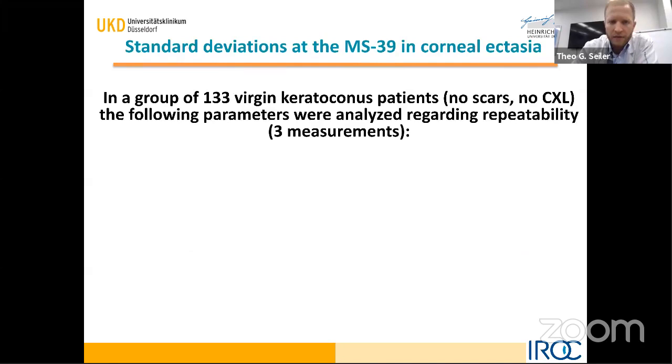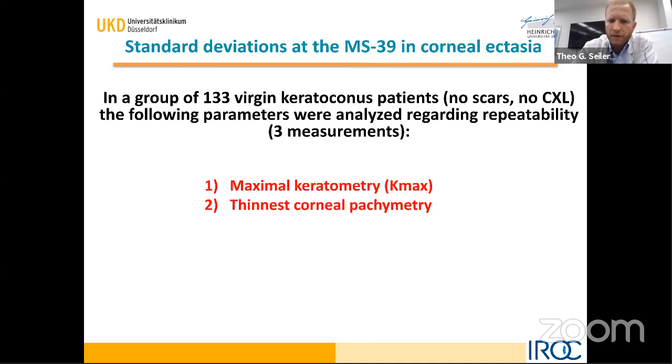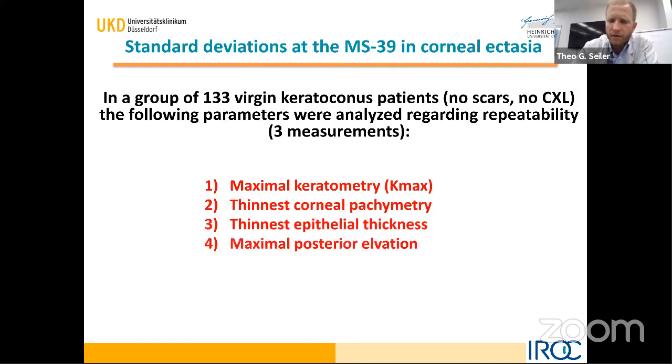And now I'm coming to the study that I'm presenting. We analyzed a group of 133 virgin keratoconus patients, meaning that they have no scars, no use of contact lens, no cross-linking. And we just analyzed the following parameters by means of three consecutive measurements regarding their repeatability. We had a look at the maximum keratometry. We had a look at the thinnest corneal pachymetry, the thinnest epithelial thickness, as well as the maximal posterior elevation.